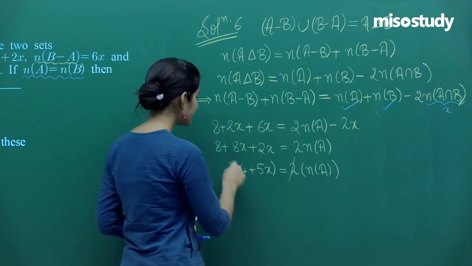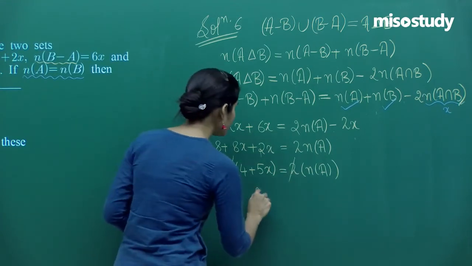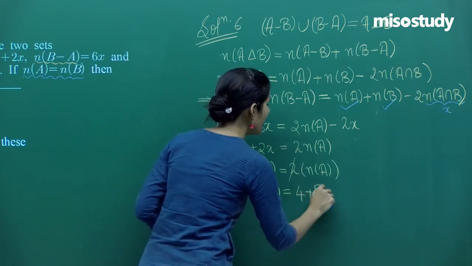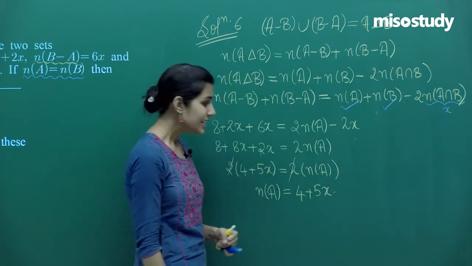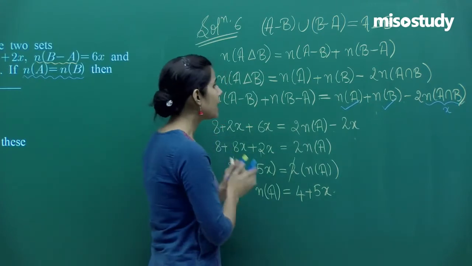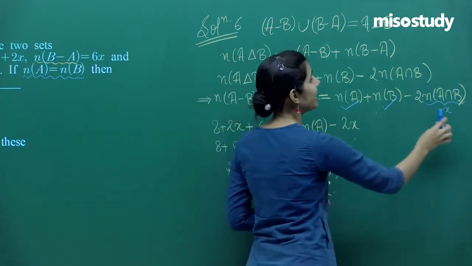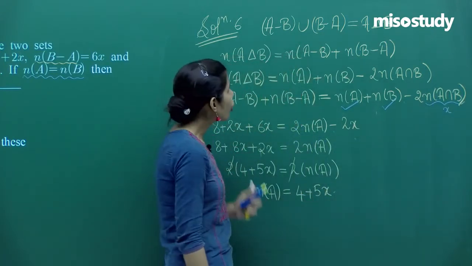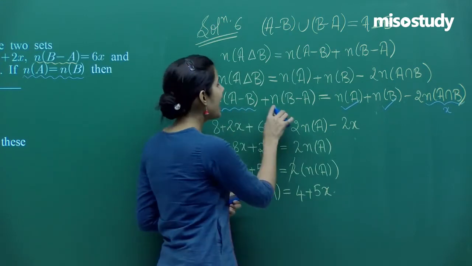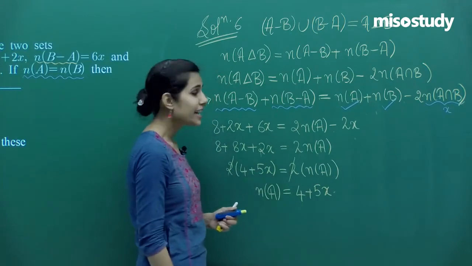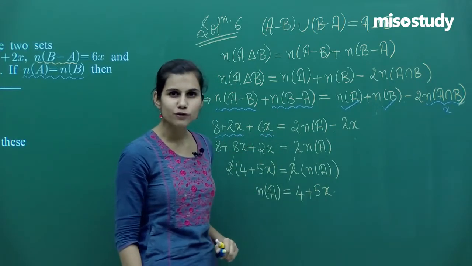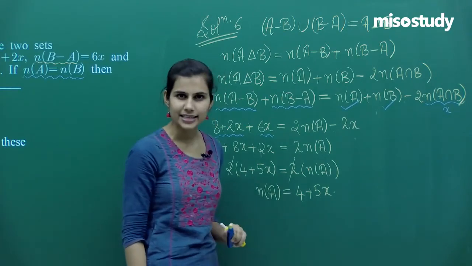So that I can cancel the 2's from both ends, and you get the number of members in A is 4 plus 5x. Still, I am not able to get the value of x, which is the number of members sitting inside A intersection B. Because I am given the information about the number of members in A minus B and the number of members in B minus A to be 8 plus 2x and 6x, this is what I have to use in order to find my x.